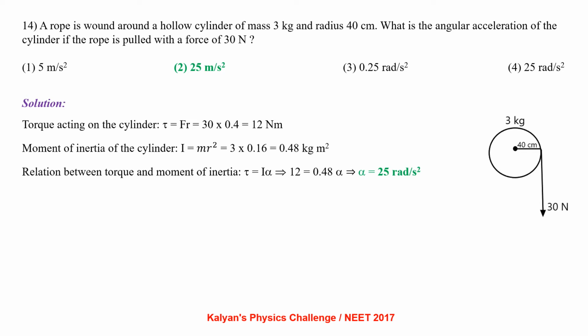The moment of inertia of the cylinder is mR square. Since it is a hollow cylinder, that comes out to be 0.48 kg meter square. Now by applying the relation tau equal to I alpha, we get alpha, the angular acceleration of the cylinder, as 25 radian per second square.